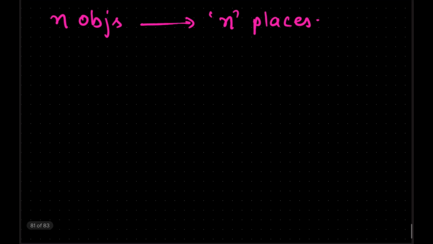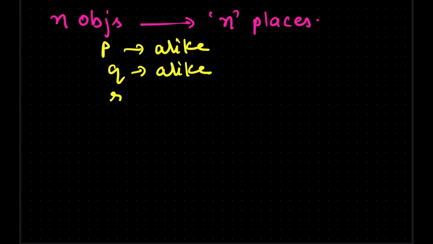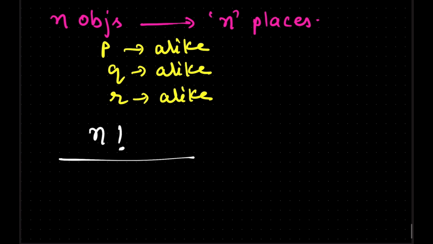So suppose n objects are there and n places are to be filled, and you have to arrange n objects into n places. Suppose P of them are alike, similarly Q of them are alike, and suppose R of them are of one type, alike. So now how many ways of arranging them? Our formula will become n factorial by P factorial, Q factorial and R factorial.